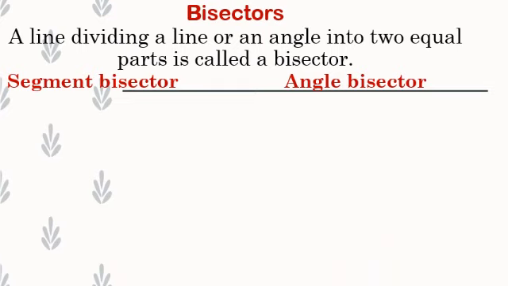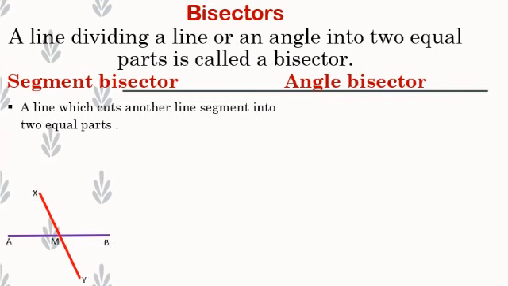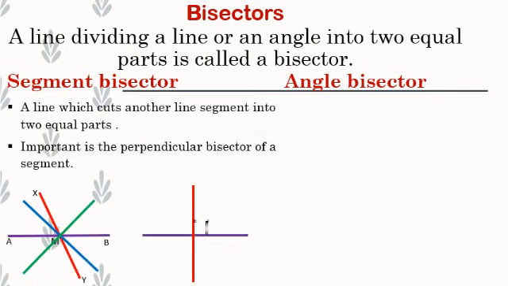Segment bisector. What is segment bisector, children? A line which cuts another line segment into two equal parts is called segment bisector. In the figure, we can see line XY is passing through the midpoint of the line AB. Here, the point of intersection is point M. And it makes two equal parts in the line AB, that is AM equal to BM.